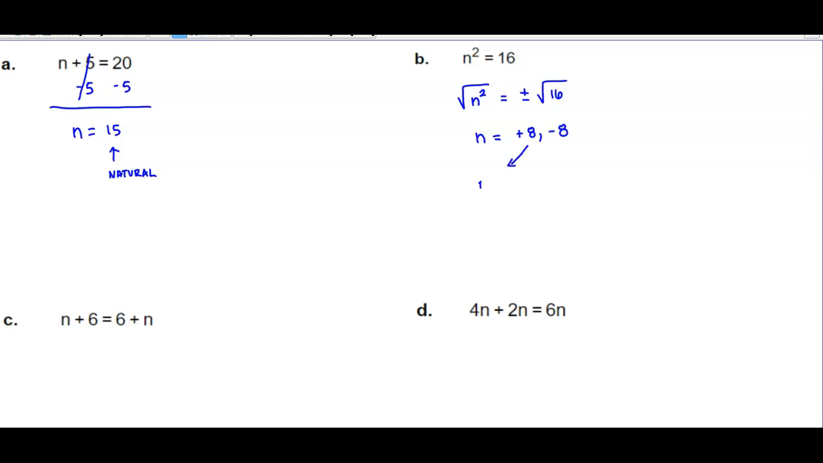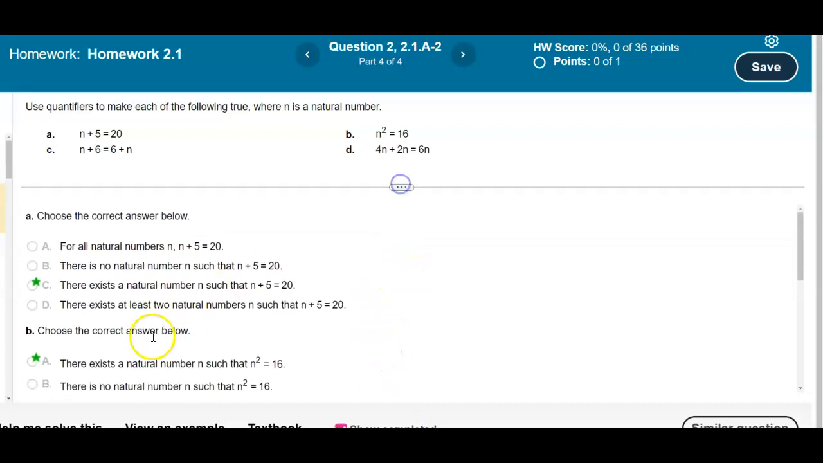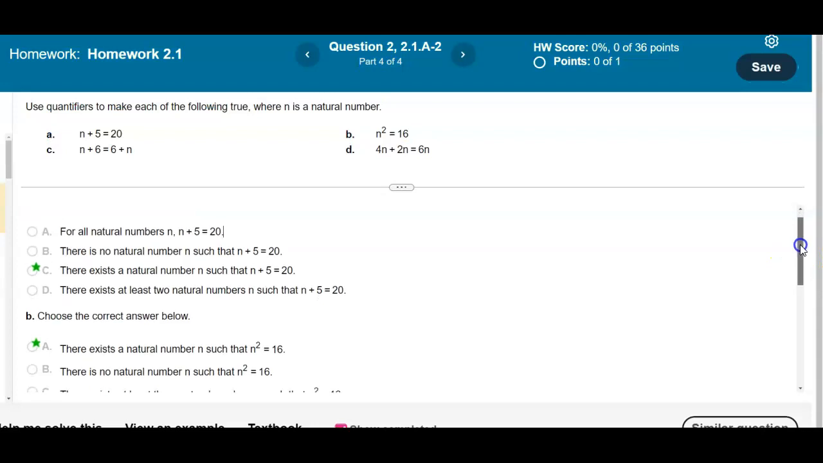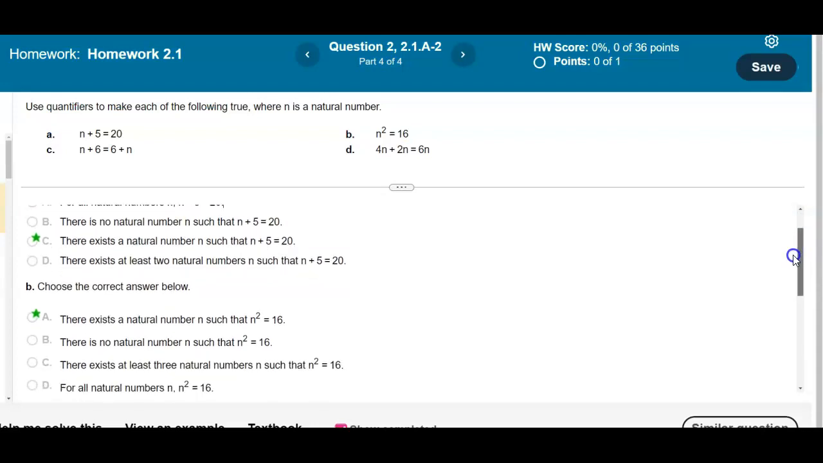Positive 4 is a natural number. Now, negative 4 is not, but because there is a natural number here, we would say that there does exist a natural number that we can solve here. So therefore, we would say the following. We would say that there exists a natural number n such that n squared is equal to 16.